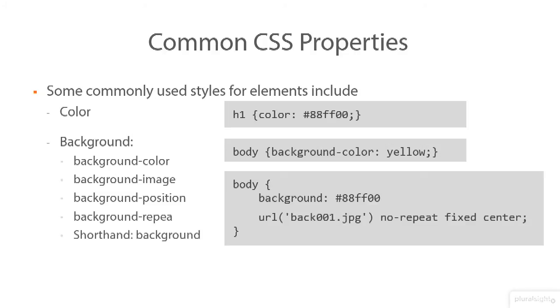Backgrounds are also typically controlled using CSS. Backgrounds have quite a few color properties, such as color, image, position, and many more. We can specify them all separately, but we can also choose to use a shorthand version, which is the last code sample you see here on the slide.